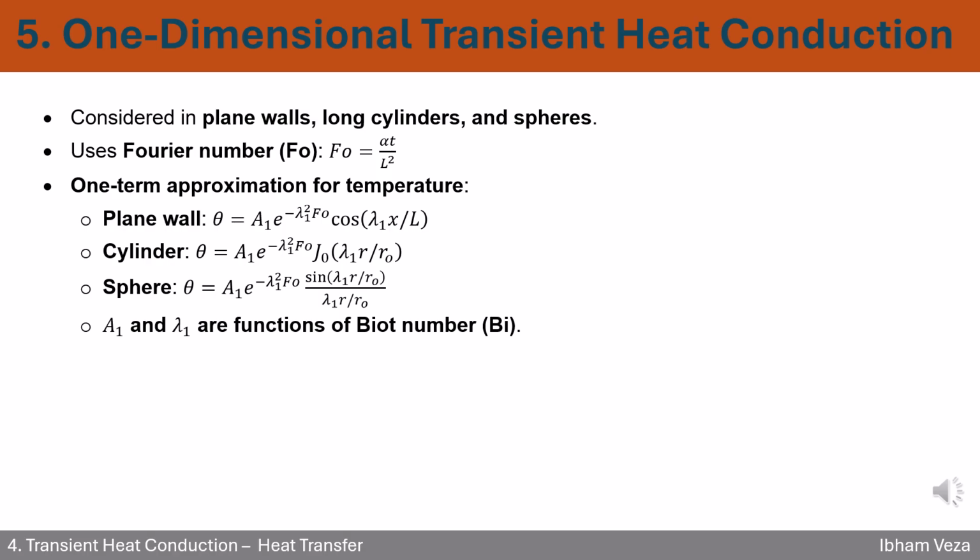With one-term approximation, you quickly estimate temperature profiles for different geometries using compact formulas. Don't overcomplicate with full series solutions. Focus on the dominant term and the role of the Biot number in setting your constants. Simple, fast, and surprisingly accurate for engineering work.